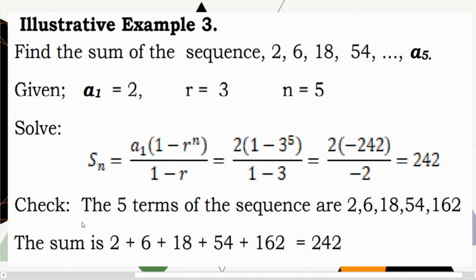So we're going to check. The 5 terms of the sequence are 2, 6, 18, 54, and 162. And the sum of the terms, 2 plus 6 plus 18 plus 54 plus 162, is equal to 242.